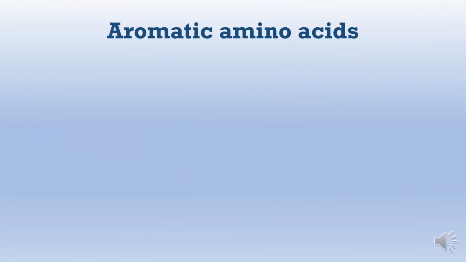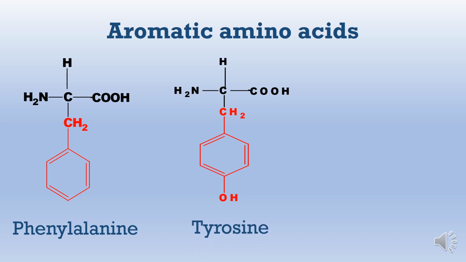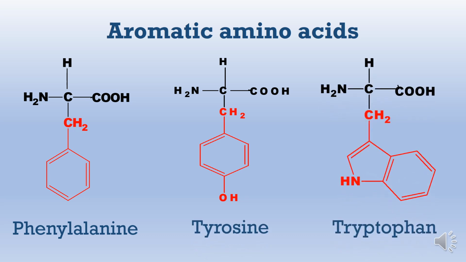The next one is aromatic amino acid. An aromatic amino acid is an amino acid that contains an aromatic ring in its structure. They are phenylalanine, tyrosine, and tryptophan. Another name for phenylalanine is 2-amino-3-phenylpropanoic acid. Its side chain is a benzyl group substituted for the methyl group of alanine.